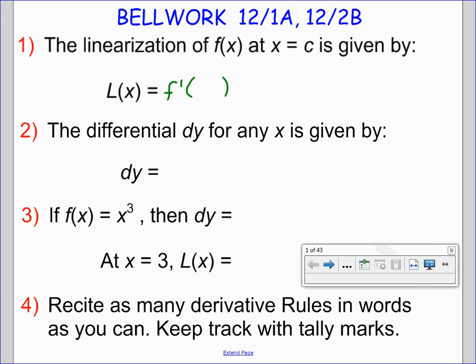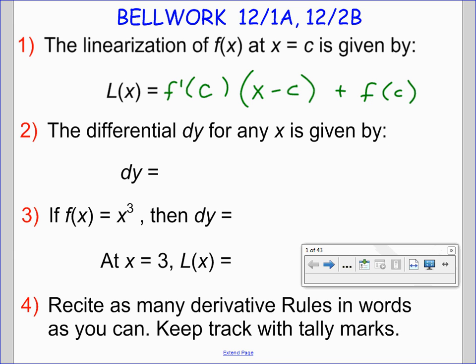F prime is the first derivative of f, but we're going to evaluate that at the x value of concern. So f prime of c would be my slope of the tangent line. And then again, my x minus x sub 1, the particular x sub 1 value is c, so x minus c. And then we'll add over that y sub 1, so plus f of c. And that was our first stamp from our activity 5.2.